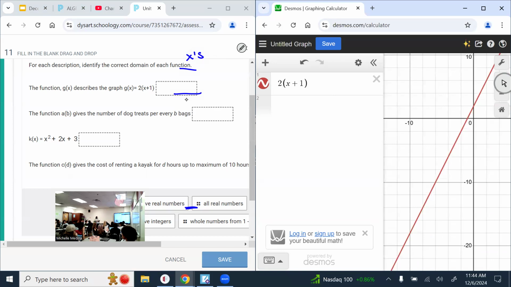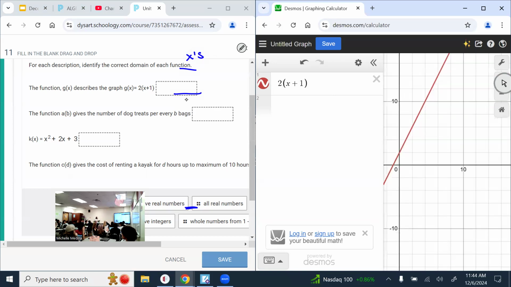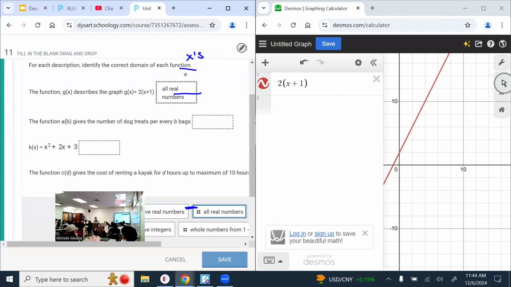Is it infinitely going to the right? Yes. So when there's no limit left or right, what do we call that for the domain? All real numbers for that one. It goes infinitely left and right. And it didn't say in this description that it had to be within a certain frame, so all real numbers.